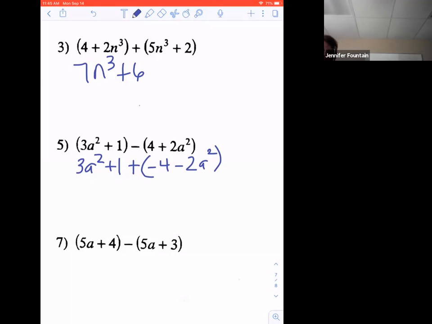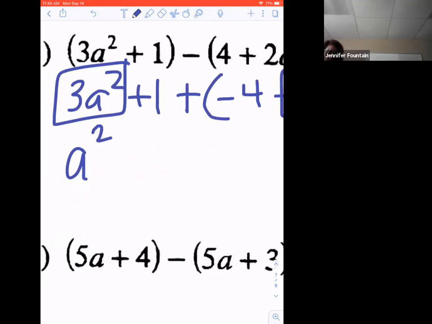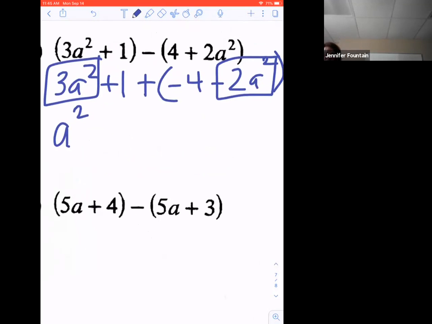So now I have 3a squared minus 2a squared. What is that going to be? A squared. If I have 3a squared minus 2a squared, that's going to give me a squared. And then I have a positive 1 plus a negative 4. What's that? Negative 3. So a squared minus 3.